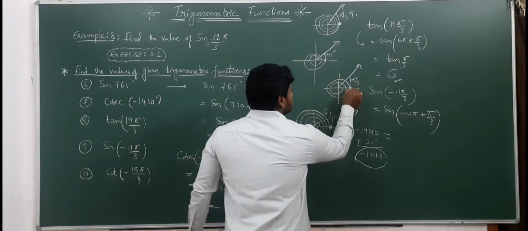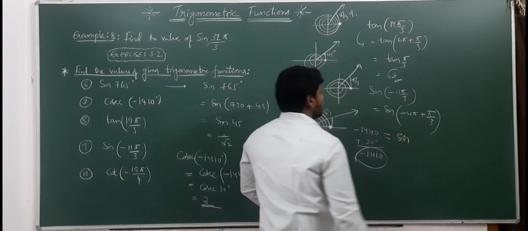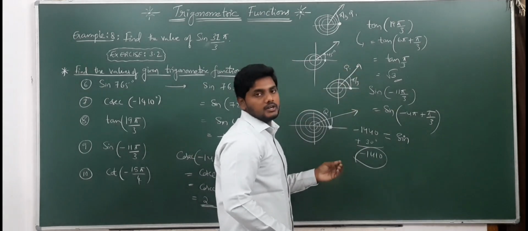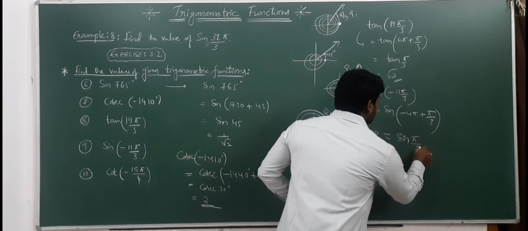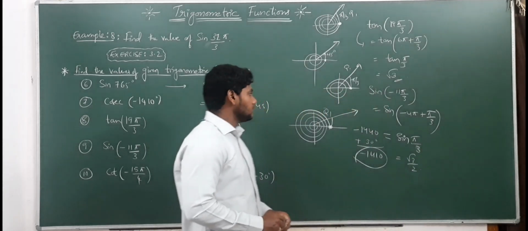As it is an even angle, even angle means the function won't change, sine. And that too it is in the first quadrant, Q1. So in Q1, every trigonometric function is positive. So it is sine pi by 3. What is the value of sine pi by 3? It is root 3 by 2.